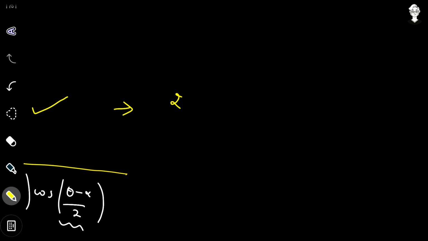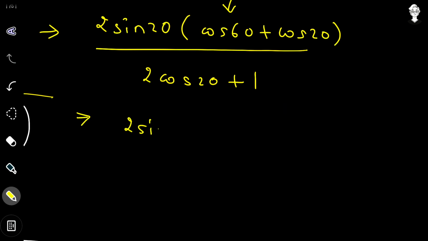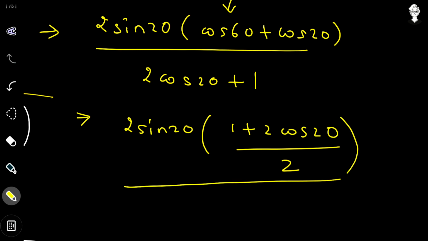So now we will have 2 times sine of 20 degree multiplied with cos of 60 degree plus cos of 20 degree, and in the denominator 2 times cos of 20 degree plus 1 as it is. Now remember that cos of 60 degree is equal to 1 upon 2. So let us replace it over here. So 2 times sine of 20 degree multiplied with 1 upon 2 plus cos of 20 degree, we can take LCM over here. So 1 upon 2 plus cos of 20 degree, after LCM, will become 1 plus 2 times cos of 20 degree over 2. The denominator of the whole thing was 2 times cos of 20 degree plus 1.